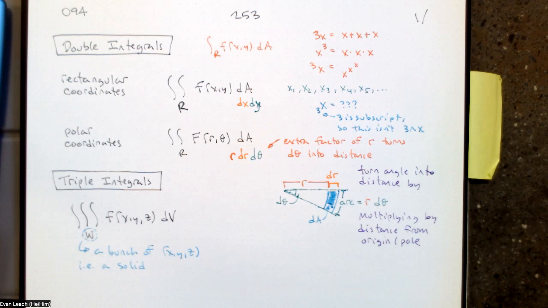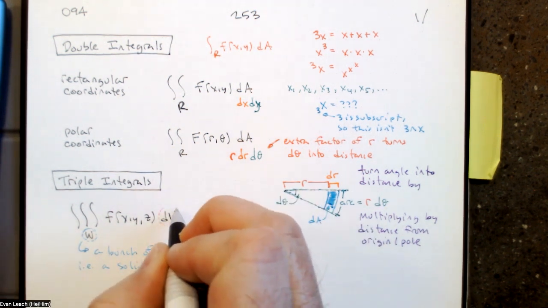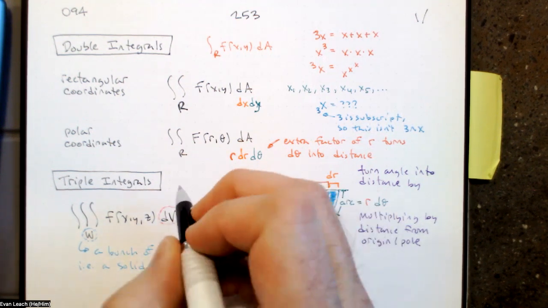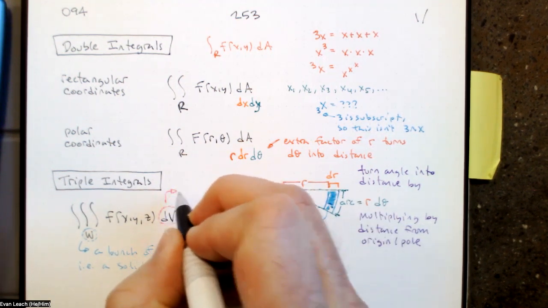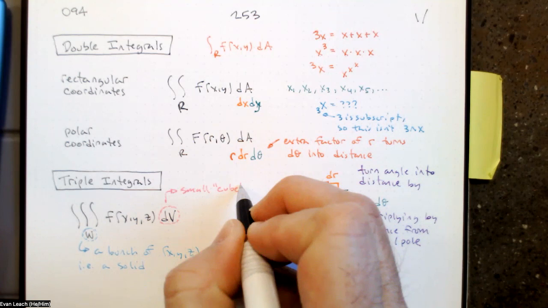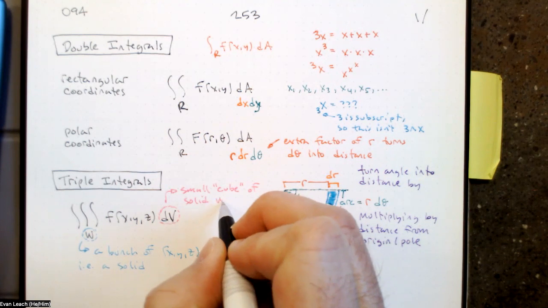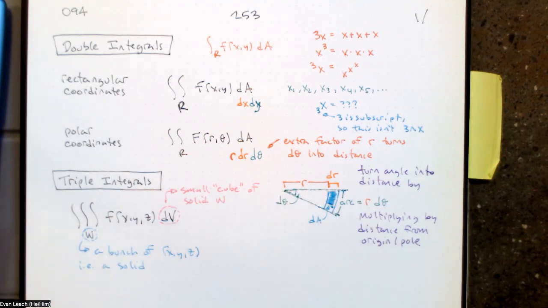In the same way that R is just a bunch of x, y, that is a region, an area. dV is a small piece of the solid W. dV is a small chunk of the solid W, like a cube in the solid W. So dV is some small cube of the solid W.